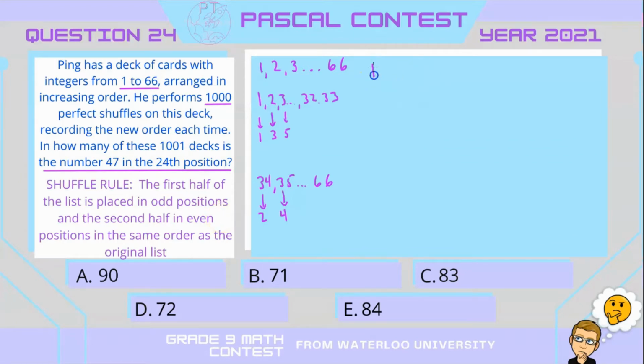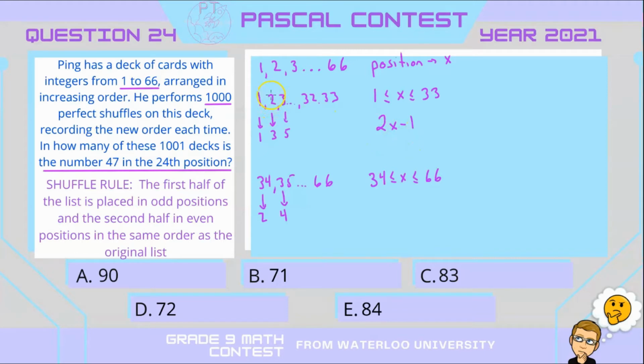Alright, so let's label a position in the deck as X. So we'll call position X. So if you're in the first half of the deck, that means your value for X is somewhere between 1 and 33. And if you're in the second half of the deck, you're somewhere between 34 and 66. Now notice if you are in that first half, you can look at this as your position changing to 2x minus 1. Let's test that.